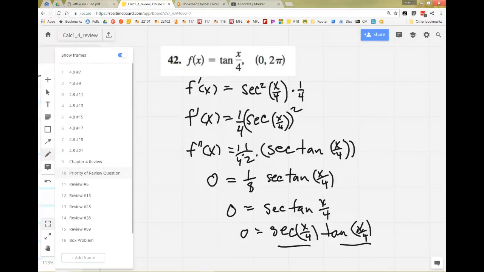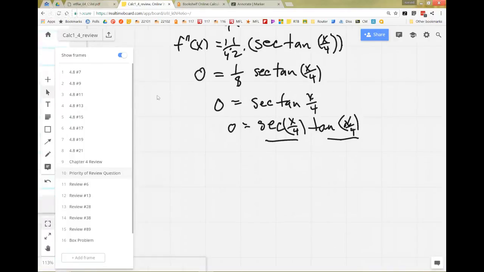But let's look at the second part. When will the tangent be 0? Oh, the tangent could be 0 at what kind of angles? Let me get some space here. The tangent could be equal to 0 at 0 degrees.